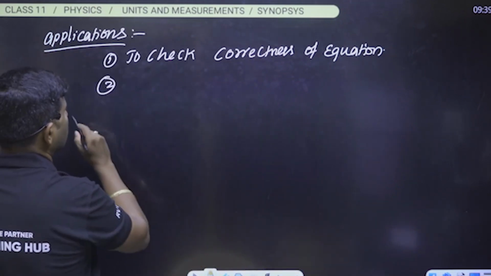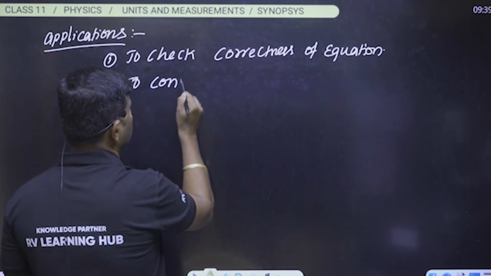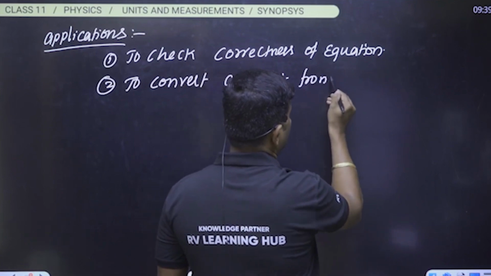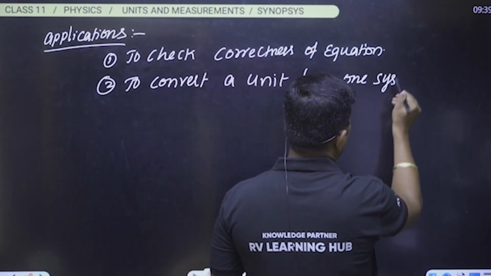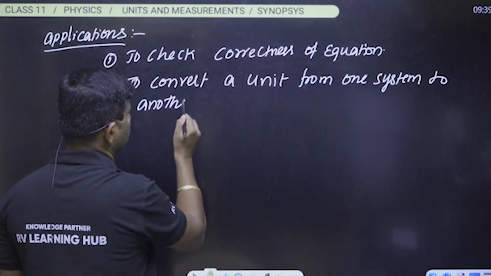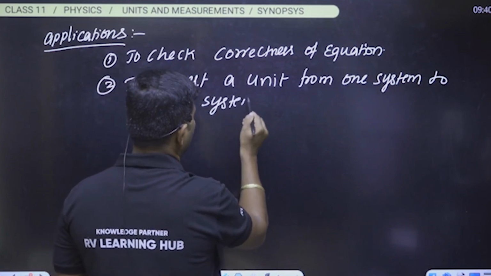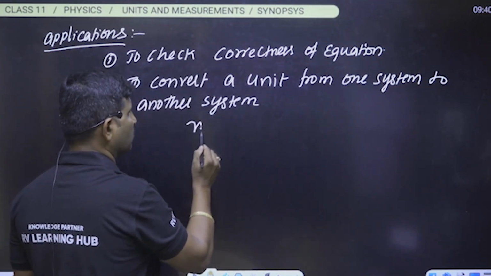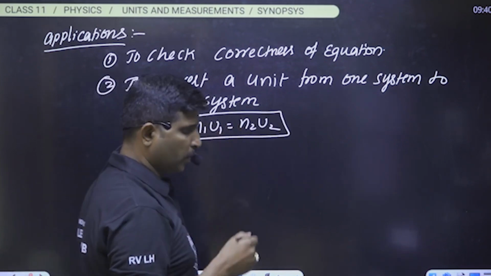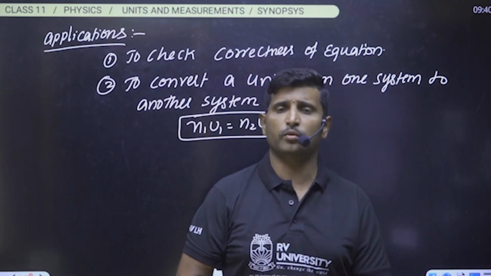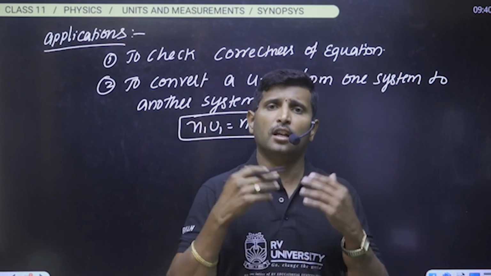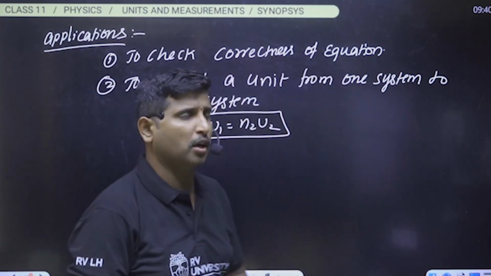Okay, and the second one we can say is to convert a unit from one system to another system. Is it right? So that is also one of the uses, and we can use this formula n1 u1 equals n2 u2. But my suggestion is, whenever we are going to convert a unit from one system to another system, we can directly go according to the units only.